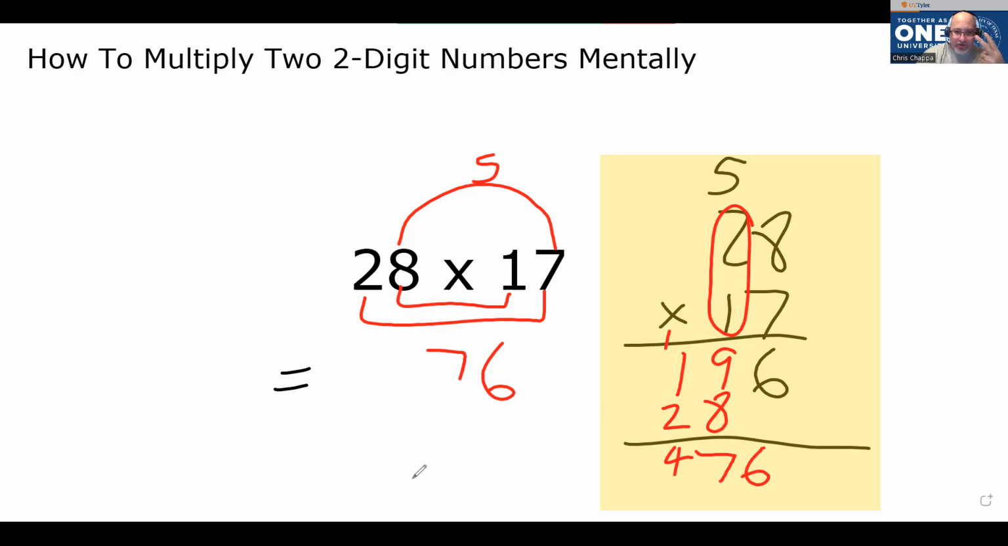19 plus 8 is 27. Write down the 7, carry the 2, and the 2 gets added to, you know what? I don't want to put the 5 there. The 2 gets added to the first product. 2 times 1 is 2 plus 2 is 4.